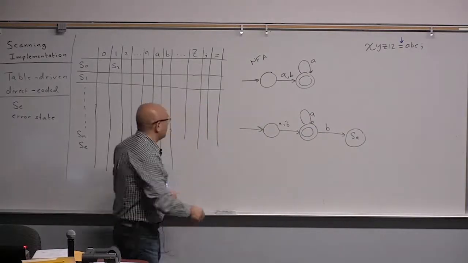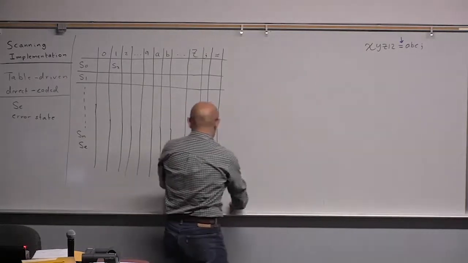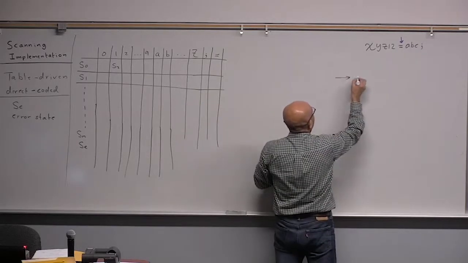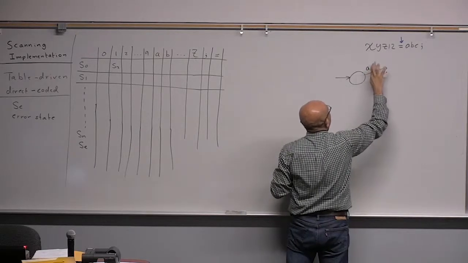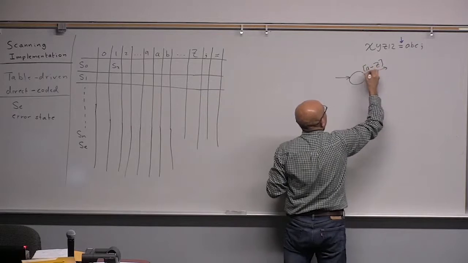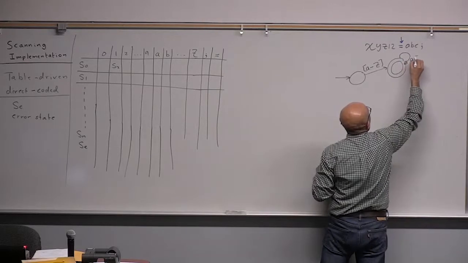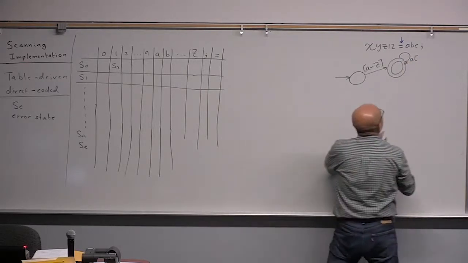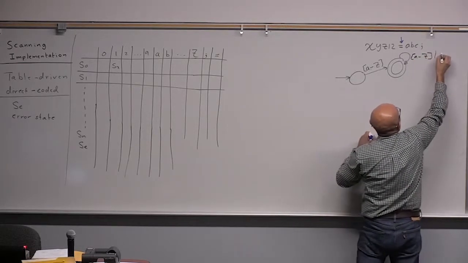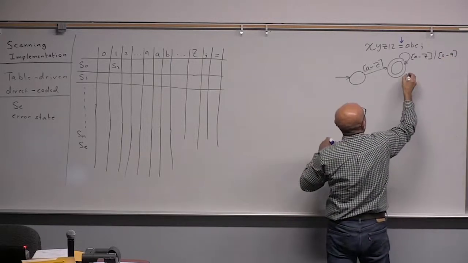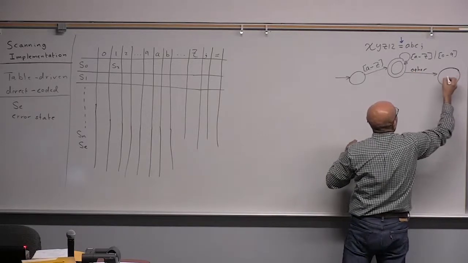So to make this concrete, for this you will have a start state. Then for A through Z, you go to this state. And if you have A through Z or 0 through 9, you keep cycling. But if you get something else, anything else, you go to an error state.